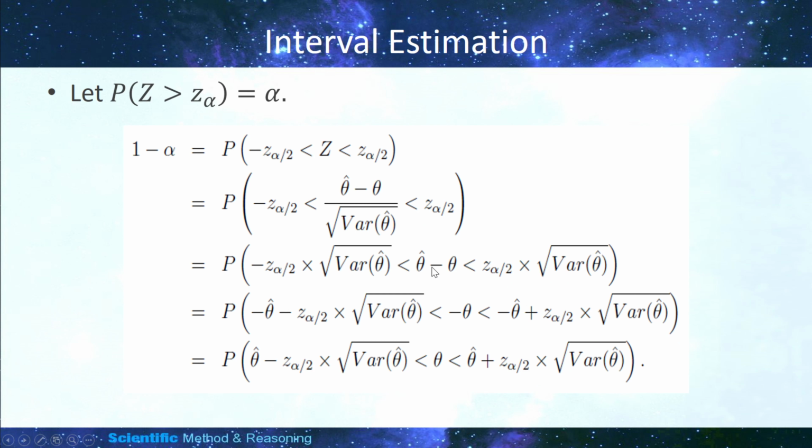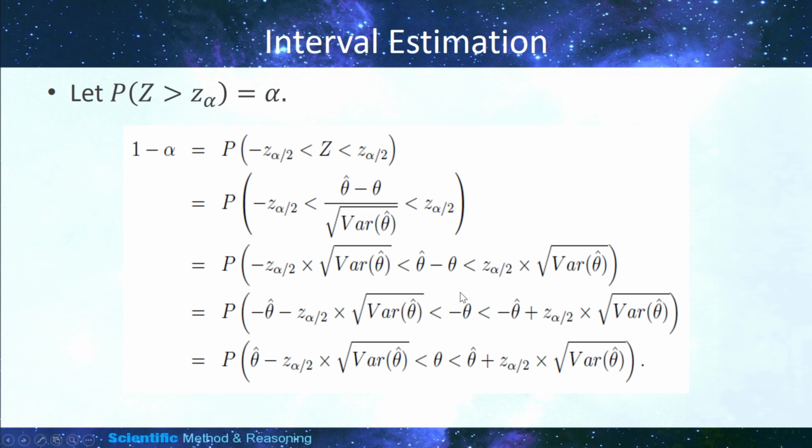Okay, so we were here. We only have something left. All we have to do is to remove theta hat from the middle. How to remove theta hat in the middle entry? We simply subtract theta hat from all three entries. So we have minus theta hat minus this times the square root of the variance of theta hat. And in the middle, we have minus theta, very close. On the right hand side, subtracting theta hat, we have minus theta hat plus z alpha by 2 times the square root of the variance of theta hat.